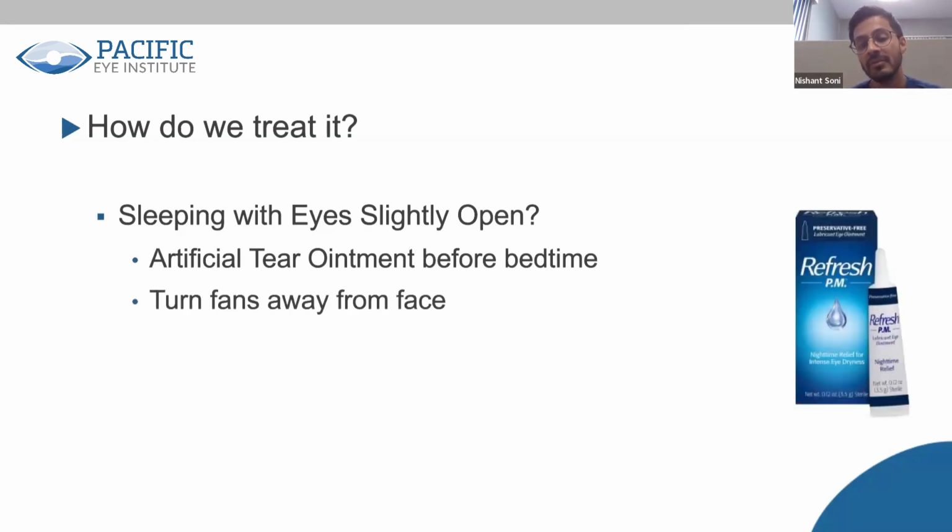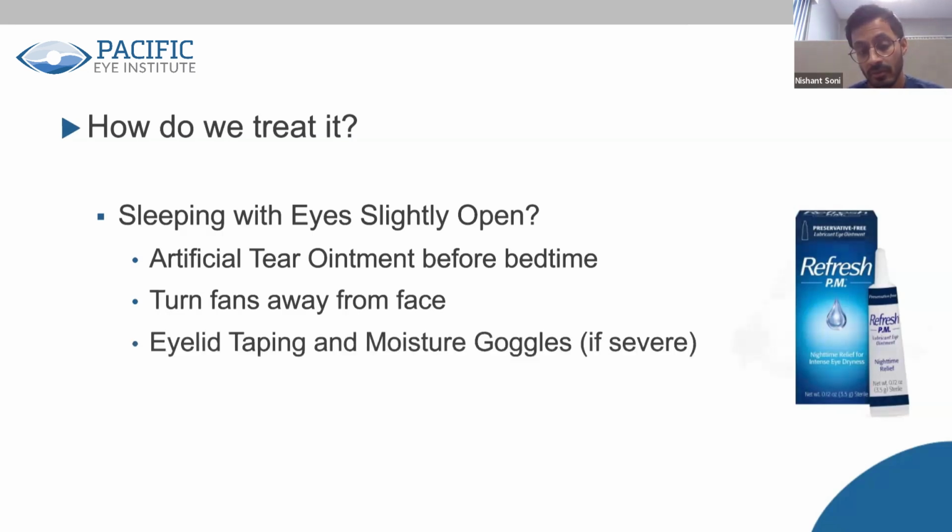You also want to turn any fans that are blowing into your face away from your face. When fans blow onto the surface of the eye, it can cause rapid evaporation of the tears, especially if your eyes are staying open at night. The other thing that you can do is eyelid taping. This is if it's more severe. If none of these other treatments are working, you can basically tape the eyelids closed, and some people do very well with this. Some people don't like it because it can cause irritation from the tape.